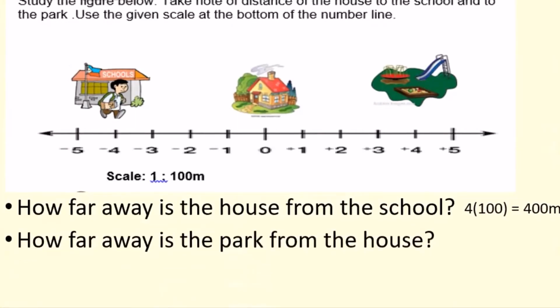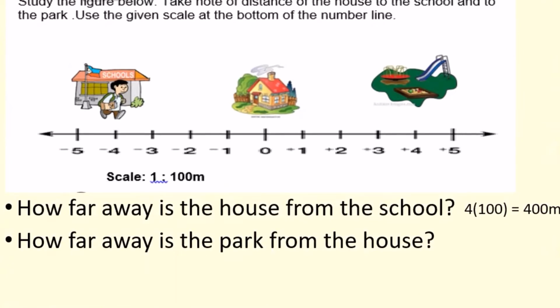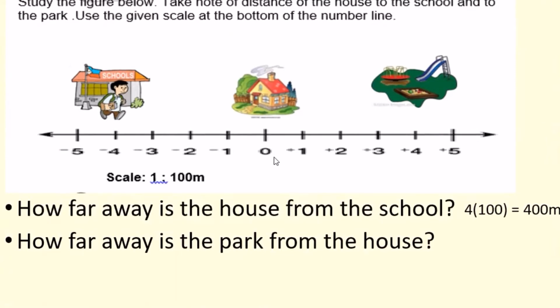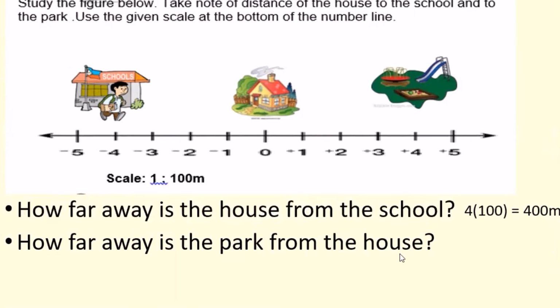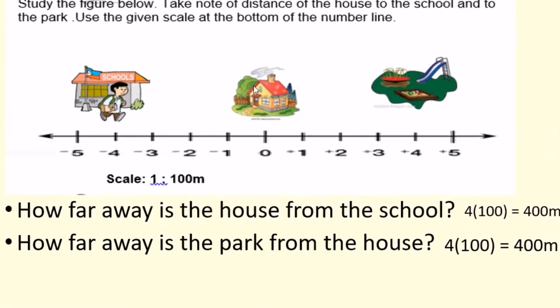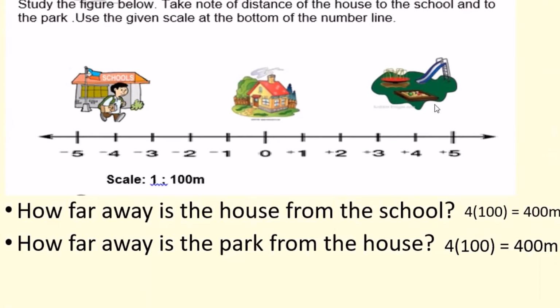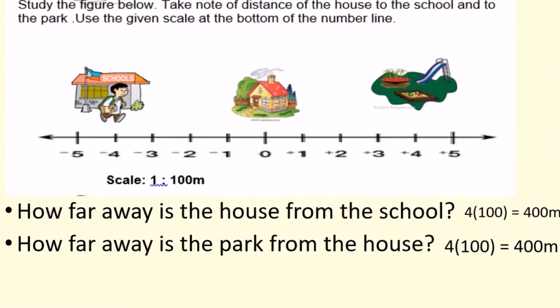Then question number 2, how far away is the park from the house? From house going to the park. So from 0 going to positive 4, let us count 1, 2, 3, 4. So again, 4, ang scale times 100 is equal to 400 meters. So ang distance from school going to the house is 400 meters. And ang distance from house to the park is also 400 meters.